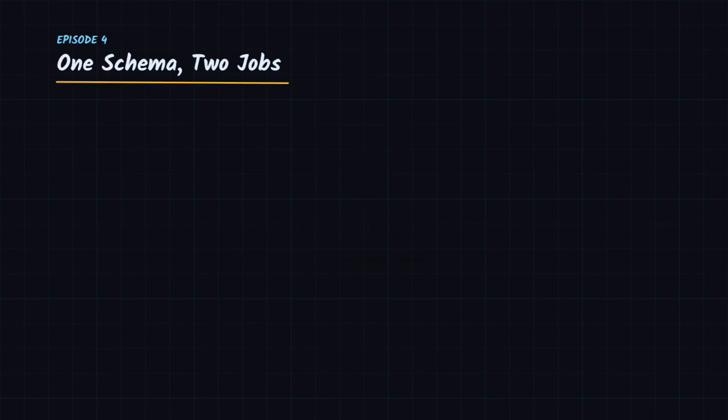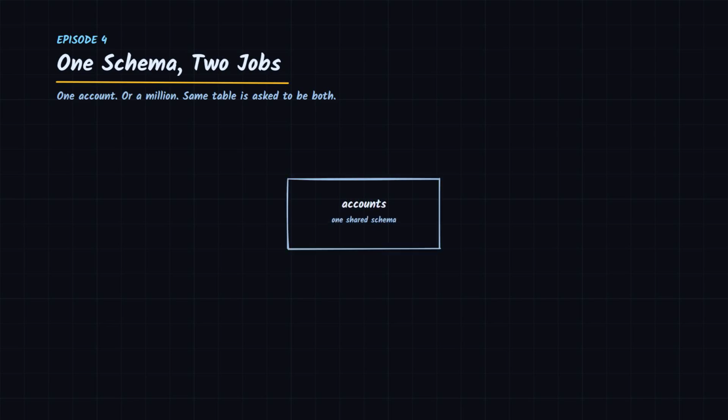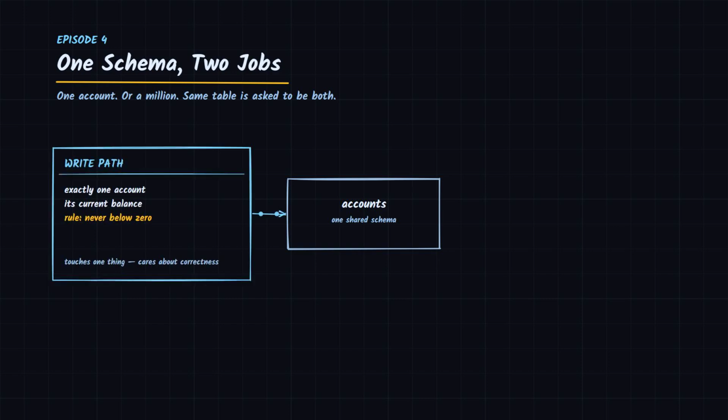Think about what your write path actually needs. To accept a withdrawal, it needs exactly one account. It needs that account's current balance, and it needs to enforce a rule. You cannot go below 0. It touches one thing, and it cares intensely about correctness.